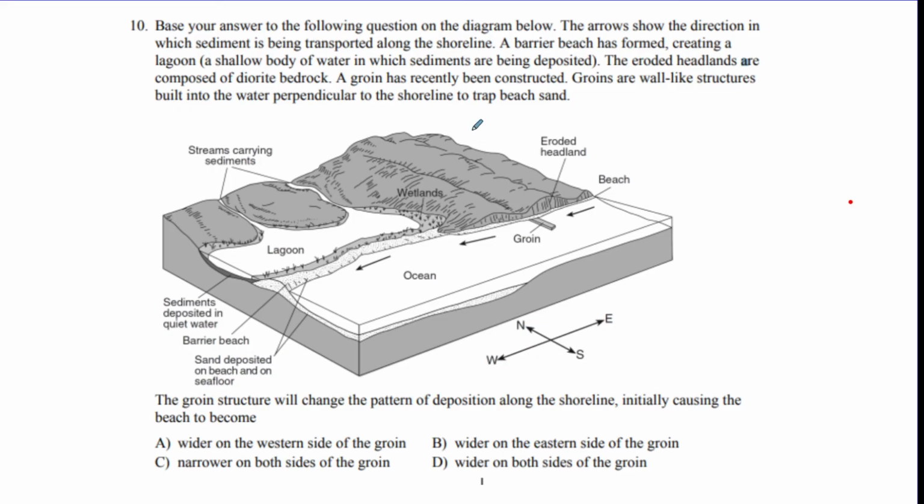And we got the last question. So we got our groin here, which is our barrier that's going to trap sand. And it says the groin structure will change the pattern of deposition, initially causing the beach to become... All right, remember the longshore current, they show the arrow here. The longshore current's going this way, so the sand's going to get trapped here, and it's going to be starved on this side. So we want wider on the, look, this is east, wider on the eastern side. So B is your right answer for that one.